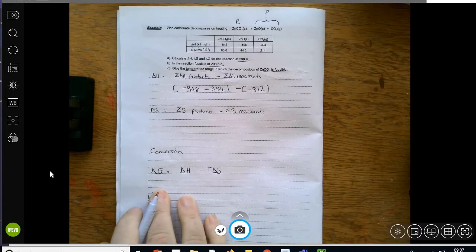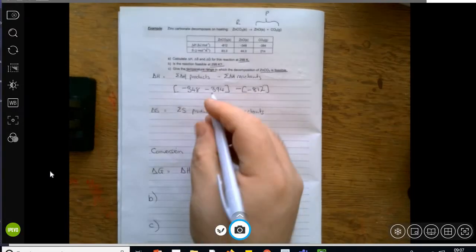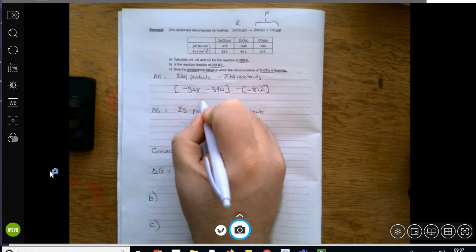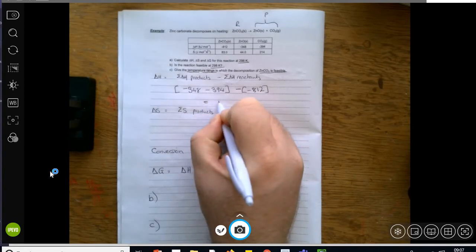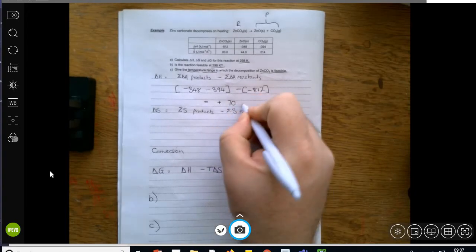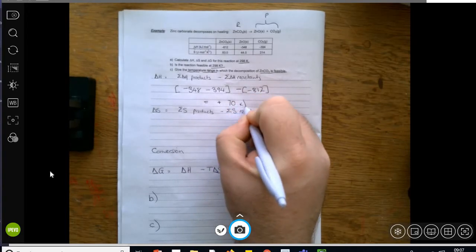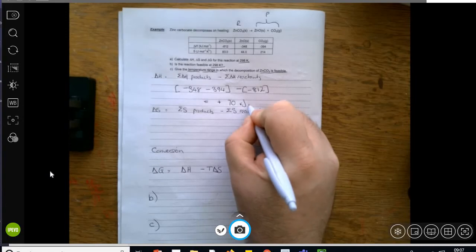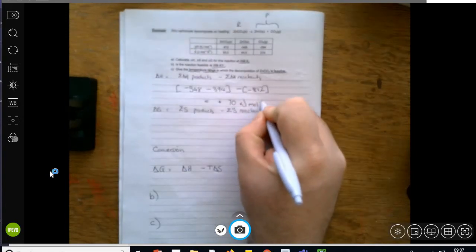And that's our sum. So plug that into the calculator, keeping your brackets in there, and we get our answer as being positive 70, and I'm really trying to make this as obvious as possible, kilojoules per mole.